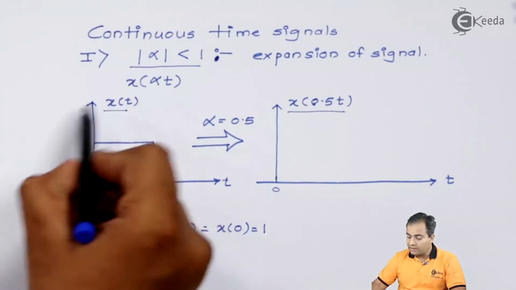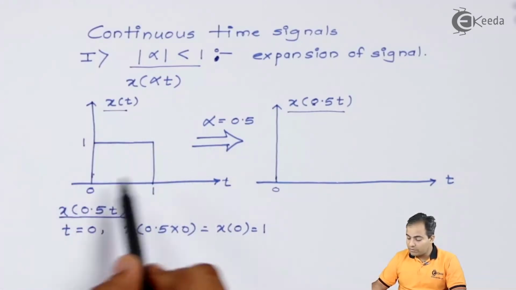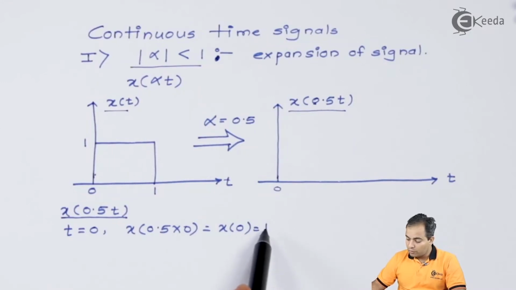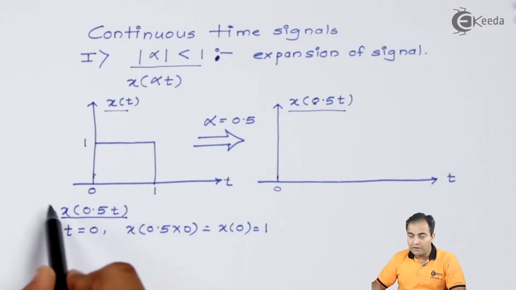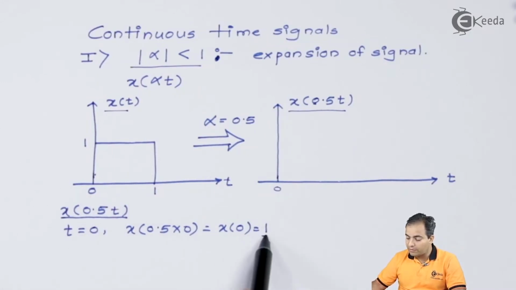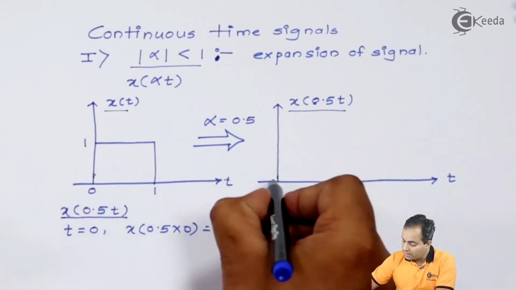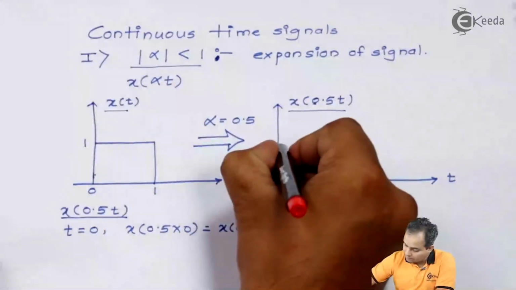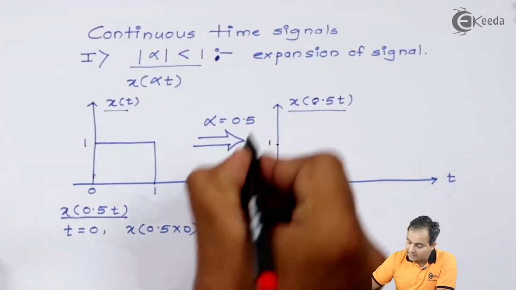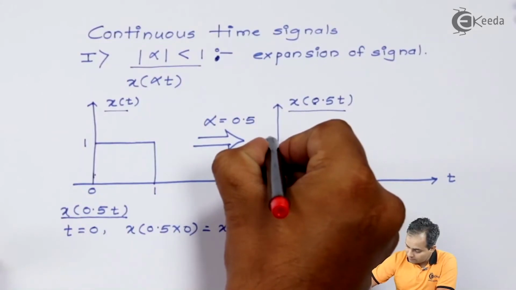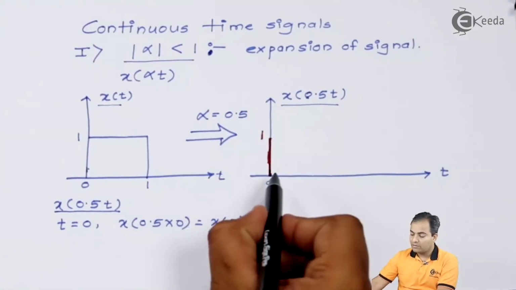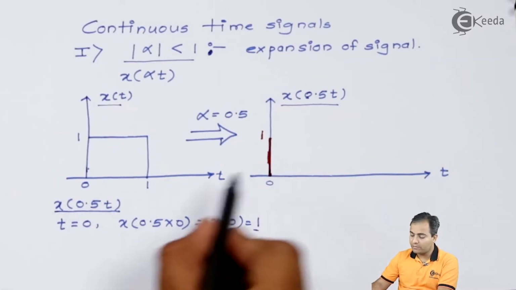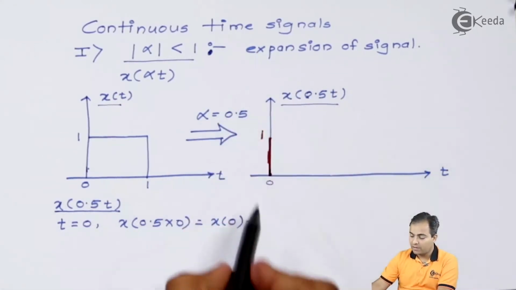So look here, in this graph, at t equals 0, the amplitude is 1. That's why I have written 1. Which means for x of 0.5t at t equals 0, the amplitude is also 1. So at t equals 0, I'll mark amplitude 1. Let's say this is the amplitude 1. So I have calculated the t equals 0 value for this graph, and the amplitude is 1.